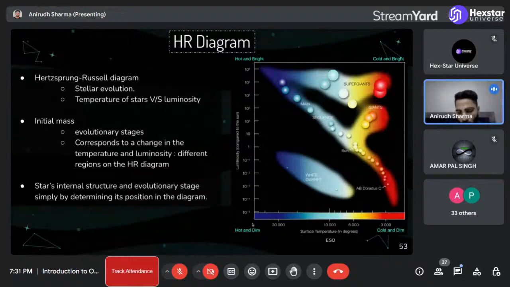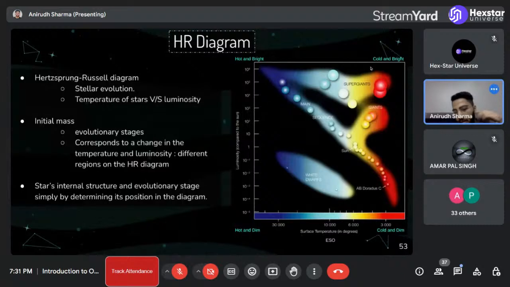For example, in the bottom left region there would be hot and dim stars. Then in the top left region there would be hot and bright stars. In the top right region there would be cold and bright stars, and in the bottom right region there would be cold and dim stars. So cold and dim stars, the dimmest of the stars, which do not have much temperature as well. Those would be in this region.